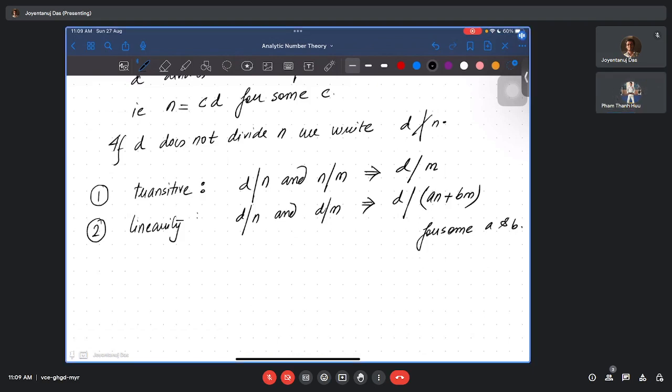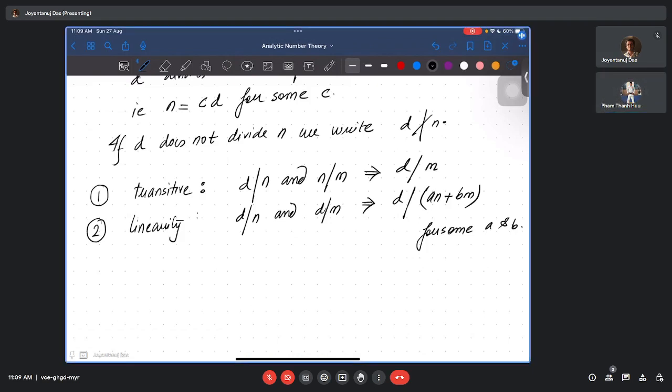We are not taking d as zero because division by zero is not defined, right? d cannot be zero because division by zero is not defined. But a and b can be zero. Yes, because b equal to 0 makes sense.